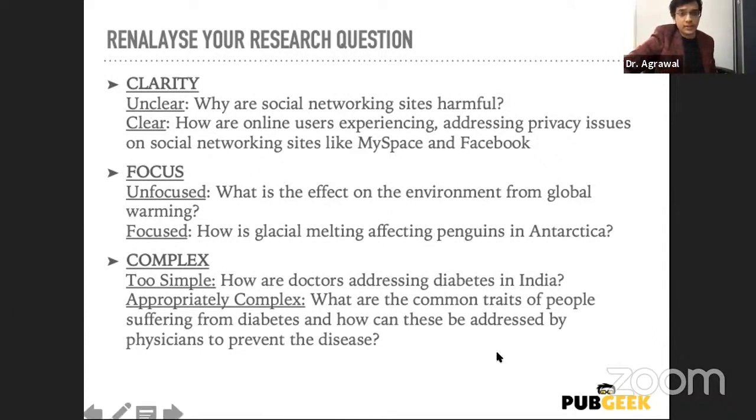Again, instead of saying what is the effect on the environment from global warming, you can reframe that question and say, how is glacial melting affecting penguins in Antarctica, where glacial melting is a result of global warming, and how it's affecting the environment, that's the penguins in Antarctica. And instead of it being too simple a question saying how are doctors addressing diabetes in India, you can make it complex enough by asking what are the common traits of people suffering from diabetes and how can they be addressed by physicians to prevent the disease, right?